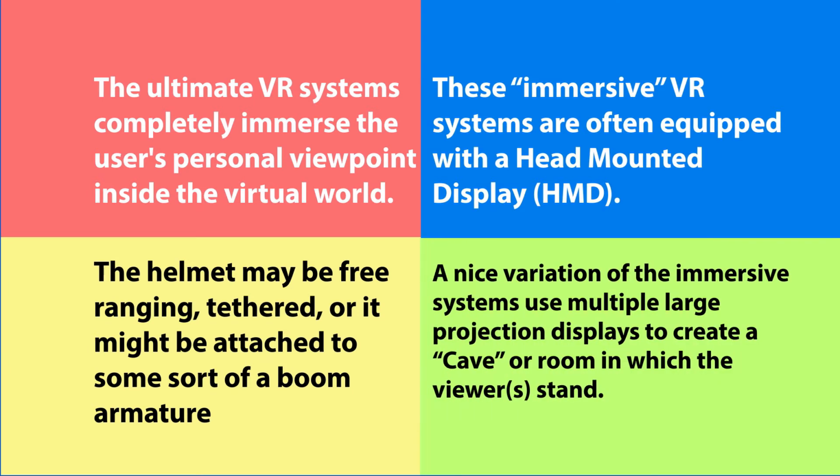A nice variation of the immersive systems uses multiple large projection displays to create a cave or room in which the viewers stand. An early implementation was called the Closet Cathedral for the ability to create the impression of an immersive environment within a small physical space. The holodeck used in the television series Star Trek: The Next Generation is a far-term extrapolation of this technology.